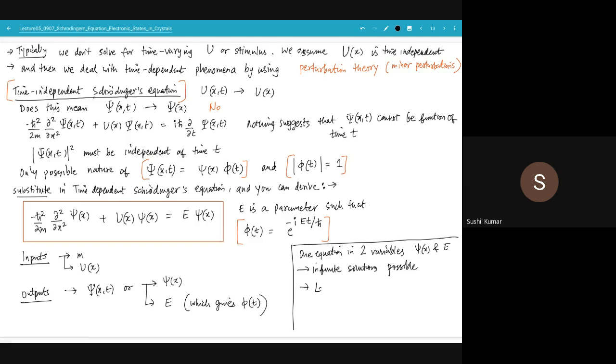So we label them by an index, n usually. So that's why I will put an index n. So psi of x, n and E n are a solution pair, and that pair is called the eigenfunction and eigenenergy.